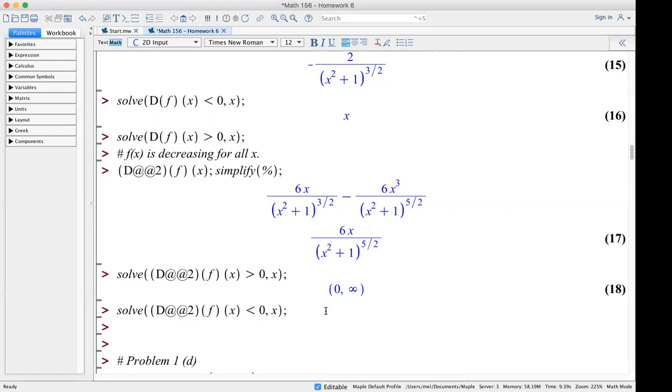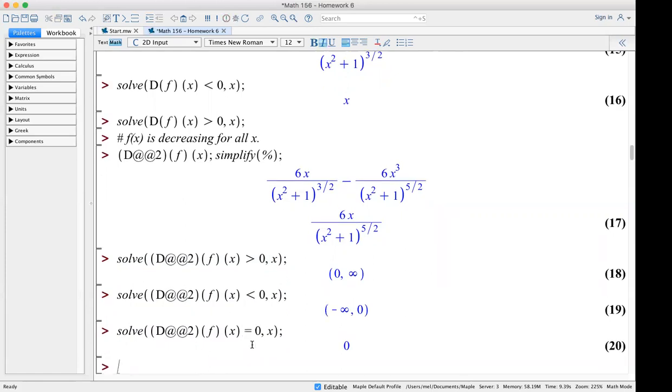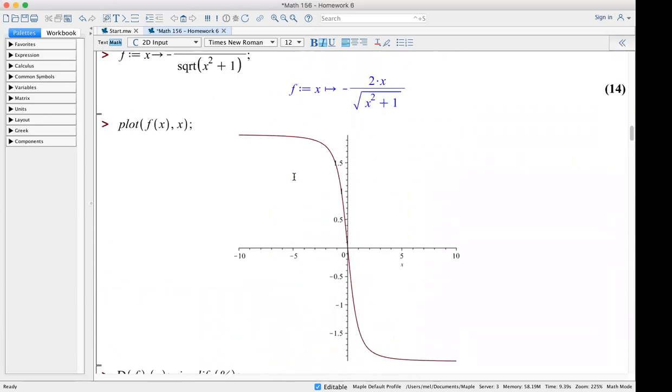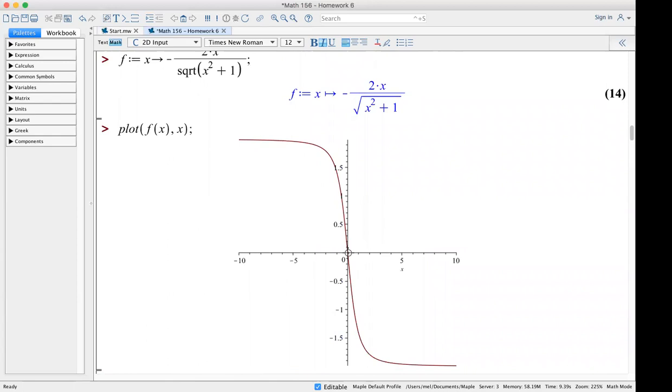Where is the second derivative negative? Minus infinity to 0. And again, we know what the answer is going to be. When is the second derivative equal to 0? At 0. So x equal 0 is an inflection point. So this function, it is concave down till it gets to 0. There's an inflection point. Now it's concave up, but everywhere the function is decreasing. It has no relative minimum or maximum.